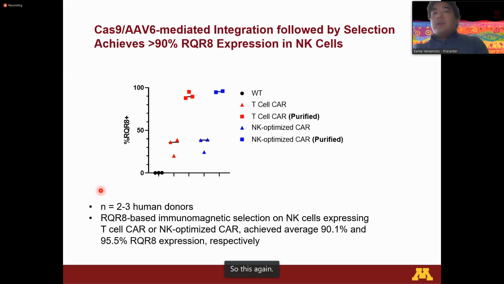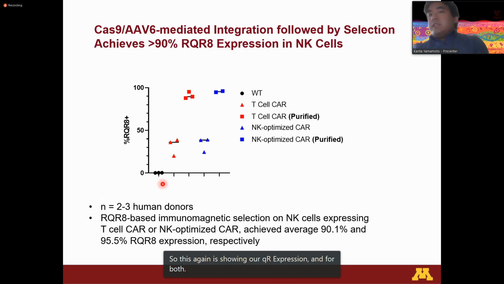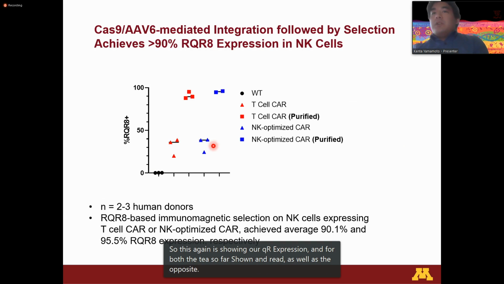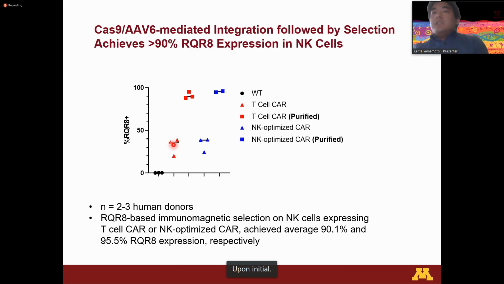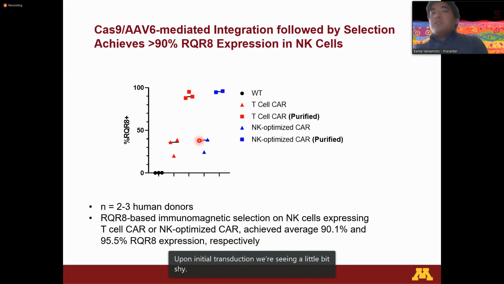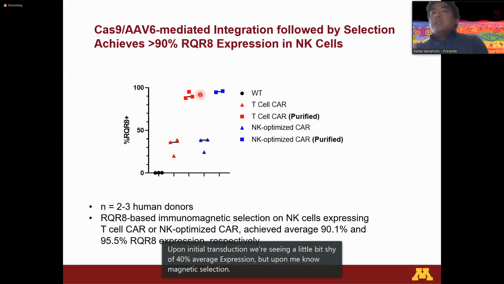So this again is showing RQR8 expression. And for both the T cell CAR shown in red, as well as the NK optimized CAR shown in blue, upon initial transduction, we're seeing a little bit shy of 40% average expression, but upon immunomagnetic selection, we're consistently able to achieve over 90% expression of CAR and RQR8.